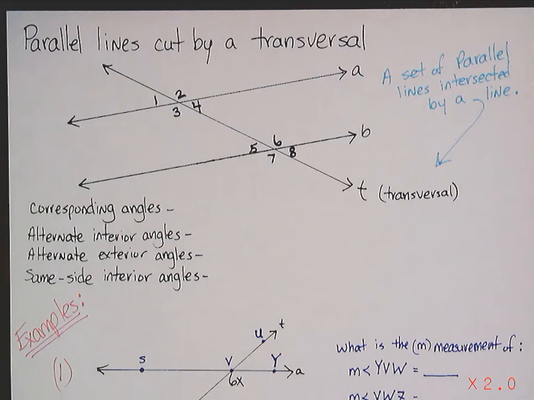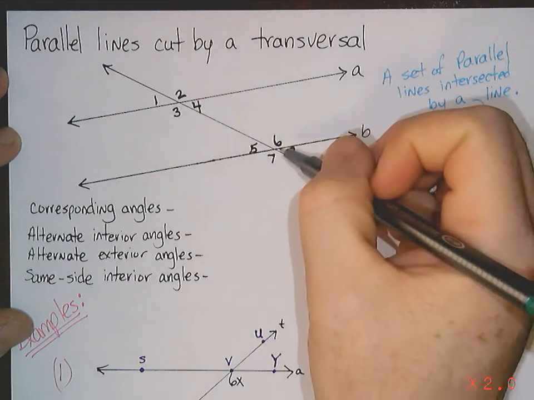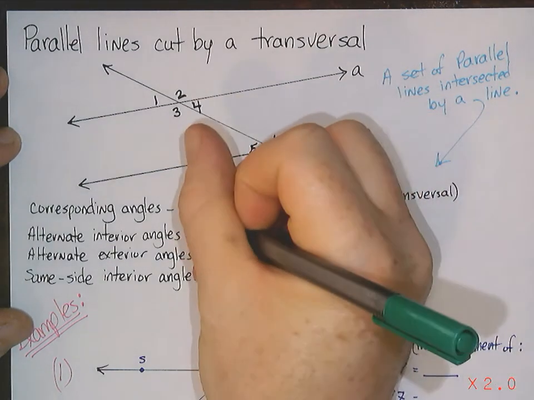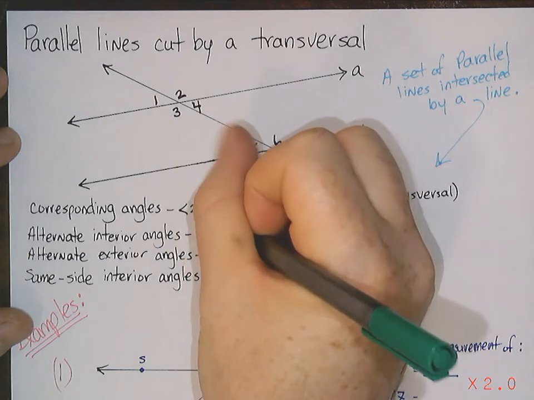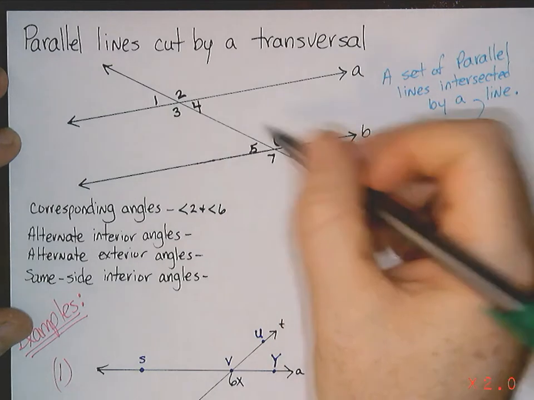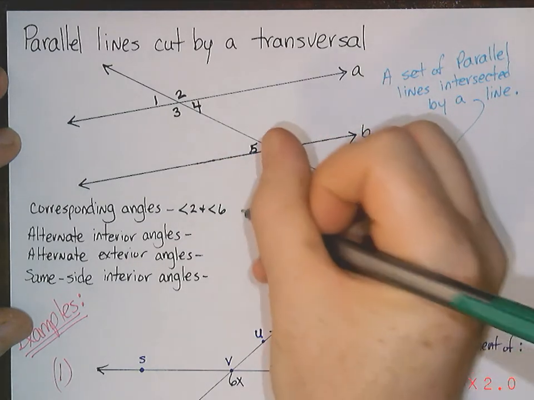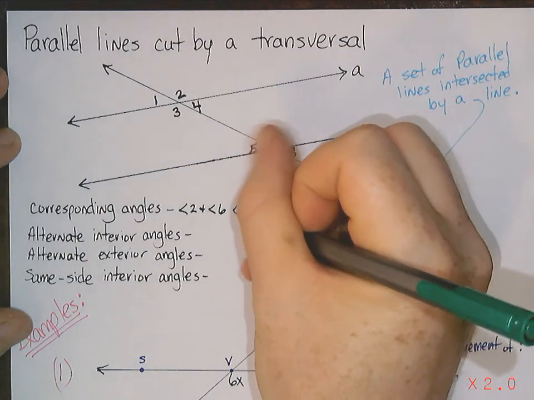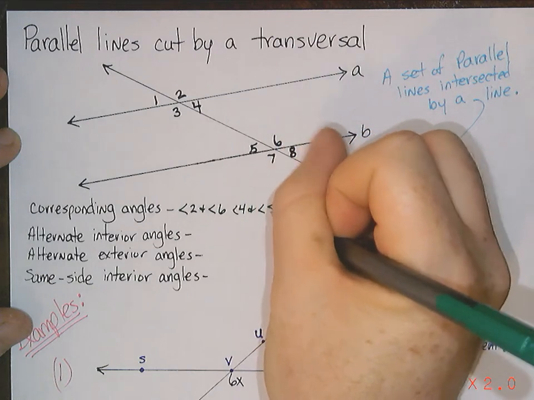So corresponding angles. What are corresponding angles? Well, let's see, give a different color here. Angle, let's do 2 and 6. So 2 and 6 are examples of corresponding angles. So angles 2 and 6 would be one example. Also, 4 and 8 are corresponding angles. So angle 4 and angle 8.